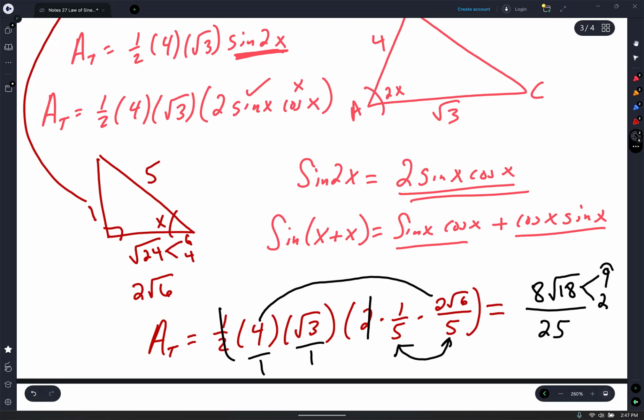What's the square root of 9? 3. And what's 3 times 8? There it is. So my final answer is 24 square root of 2 over 25. And let me put that in red so no one confuses it. That's my final answer. 24 square root of 2 over 25. How do we feel, guys?